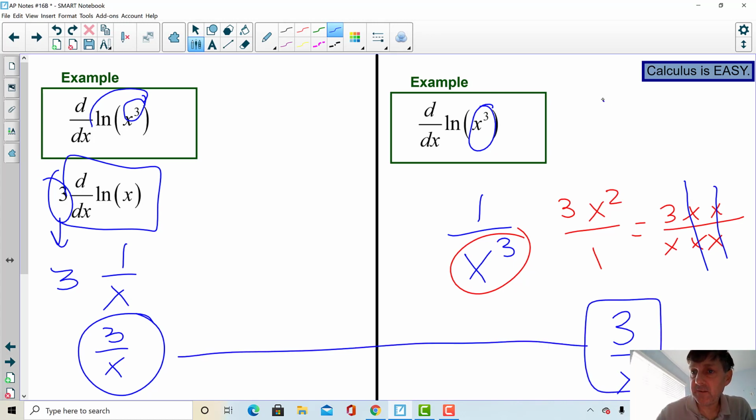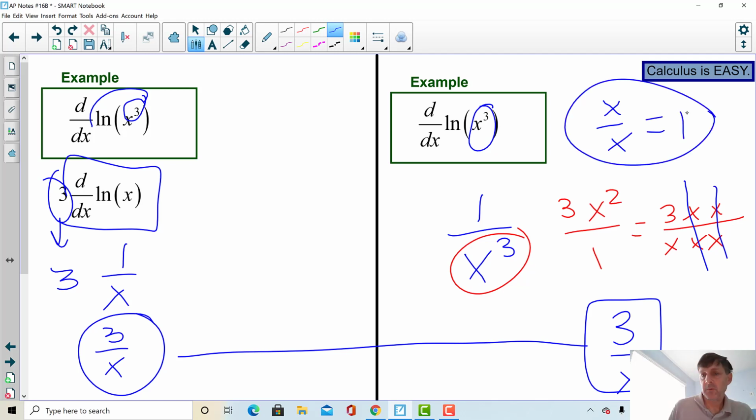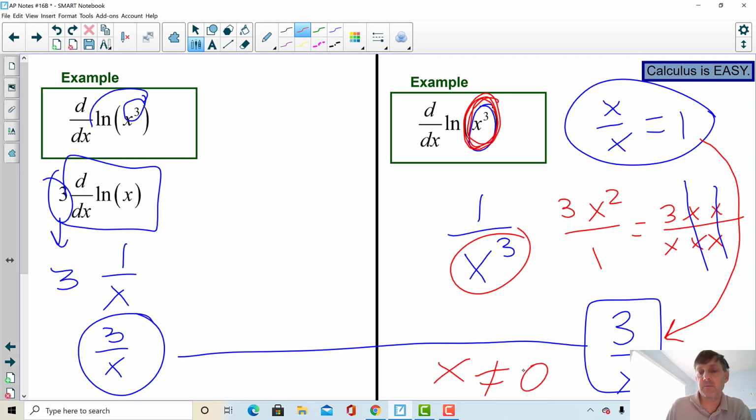Again, why can I cancel x over x? Well, there are two reasons. Number one, we know x cannot be 0 because you can look at your original function. We have ln of x to the third, so it's obvious that x cannot be 0. Another way is if you just look at your final answer, you can still see that there's an x in the bottom, so we know based on our final answer that x cannot be 0. And that's the reason why we can cancel an x over x.